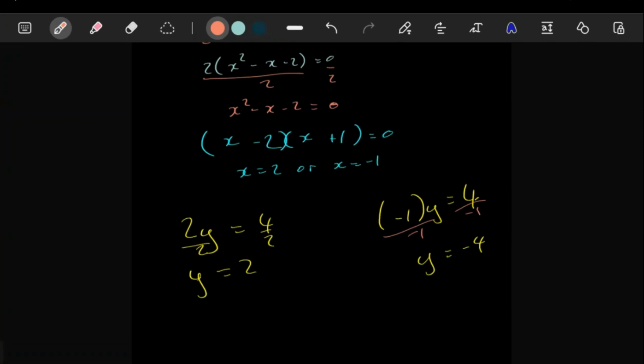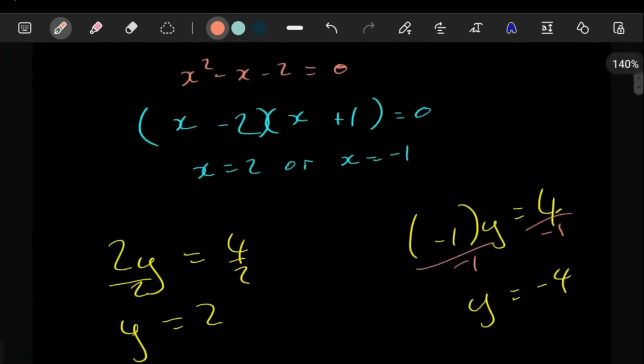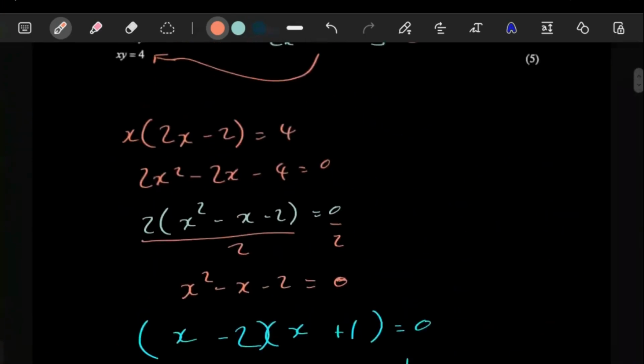You have to test out your answers. So testing out your answers, what are you going to do here? This is, let's see, positive 2 and positive 2 for y. Yeah, 2 times 2 gives a 4.